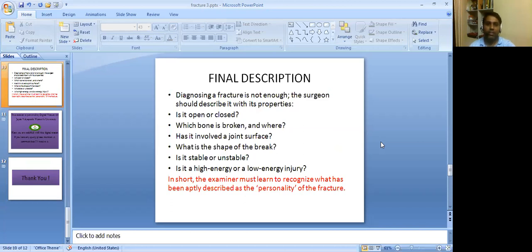Is it open or closed? Which bone is broken and where? Has it involved a joint surface? What is the shape of the break? Is it stable or unstable? Then, is it a high energy or low energy injury? In short, the examiner must learn to recognize what has been aptly described as the personality of the fracture.